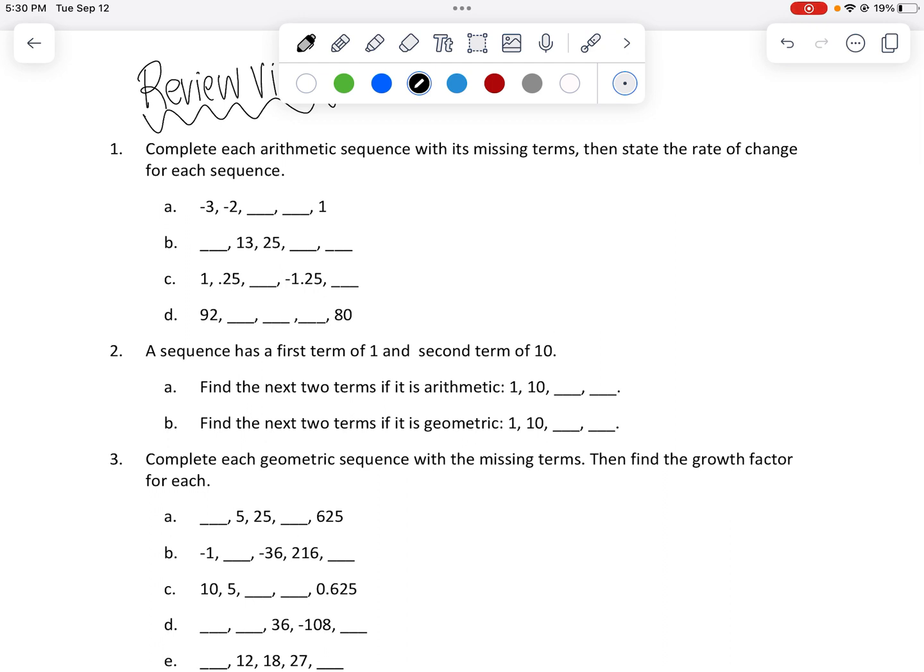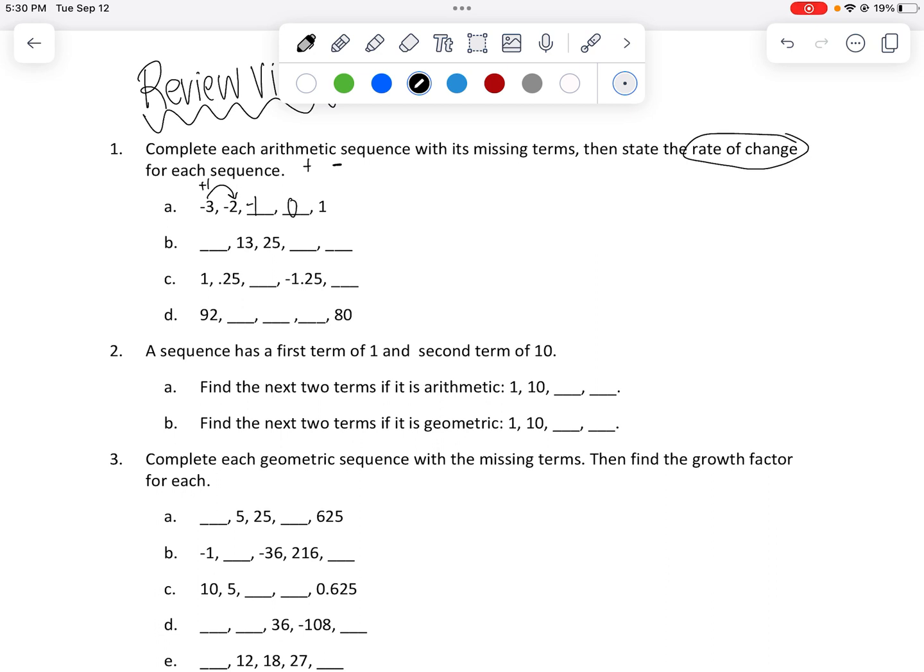So with arithmetic sequences, remember that's where it's either adding something or technically subtracting if it's adding a negative thing. And so that's the rate of change, is that number that's adding each time. In this first case where it goes from -3 to -2, that is adding 1. So our next value will be -1 because that's -2 plus 1, and 0.